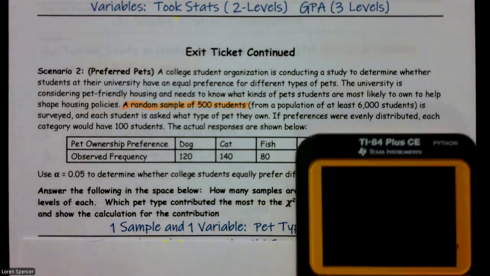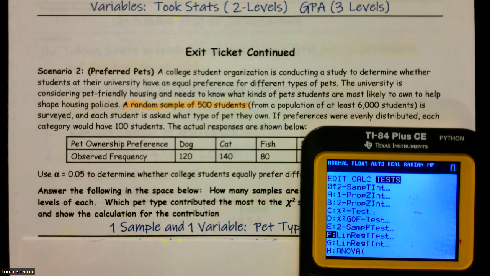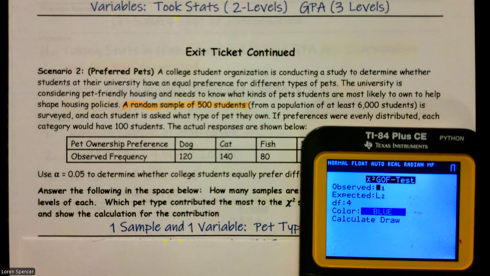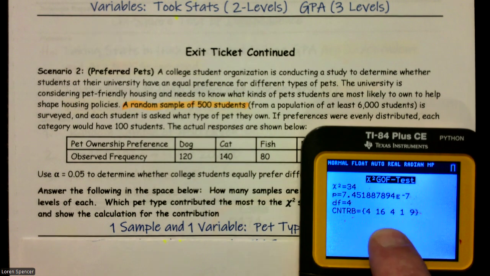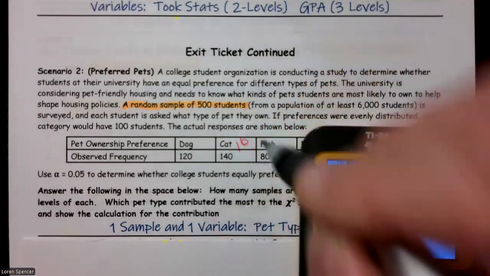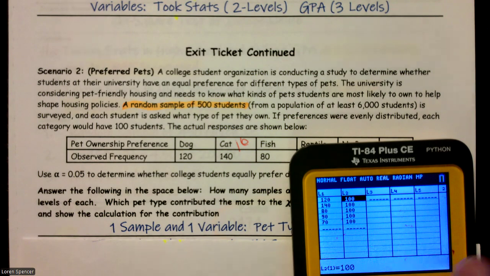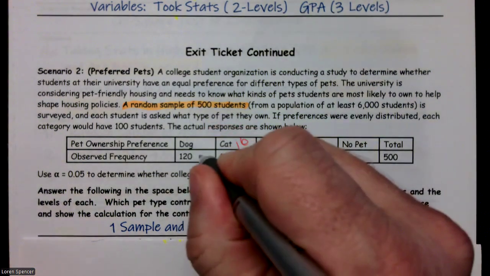Justify your response. To do that, I need to run that test again. So stat test, chi-squared goodness of fit. There's all my information, my degrees of freedom, 5 minus 1. And I have contributions of 4, 16, 4, 1, and 9. I see that 16 is the second one, and that's the biggest. Well, that means cats had the largest. All right, let's go back and look at this real quickly. I had expected values of 100.